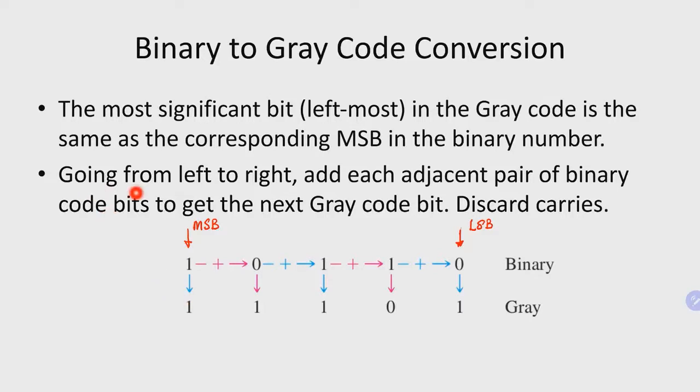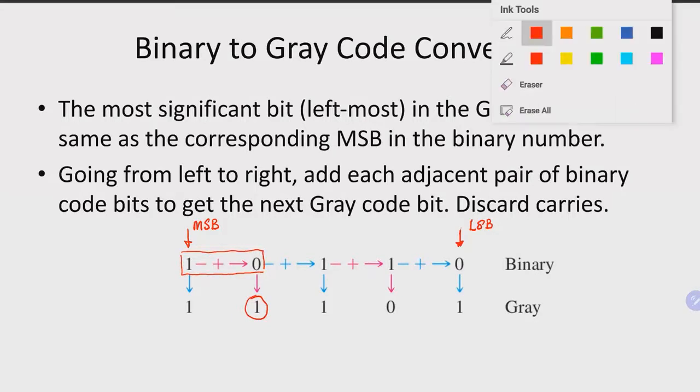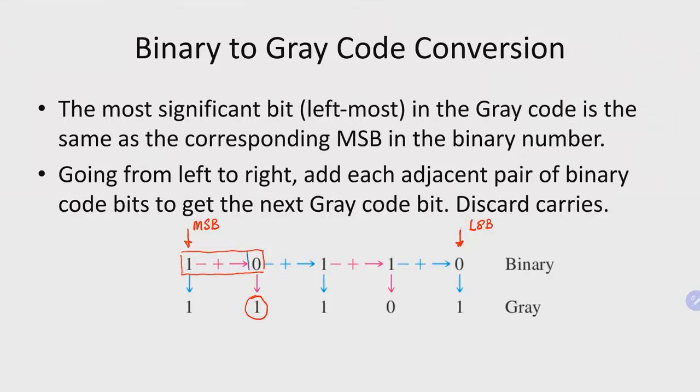And then we go from left to right at each adjacent pair of the binary to produce our gray code. Okay, so we sum this, and that gives us 1. And then we carry on, and we sum this, so 0 plus 1 gives us 1. And we carry on down until we reach the least significant bit. So 1 plus 1, that will be 1, 0.